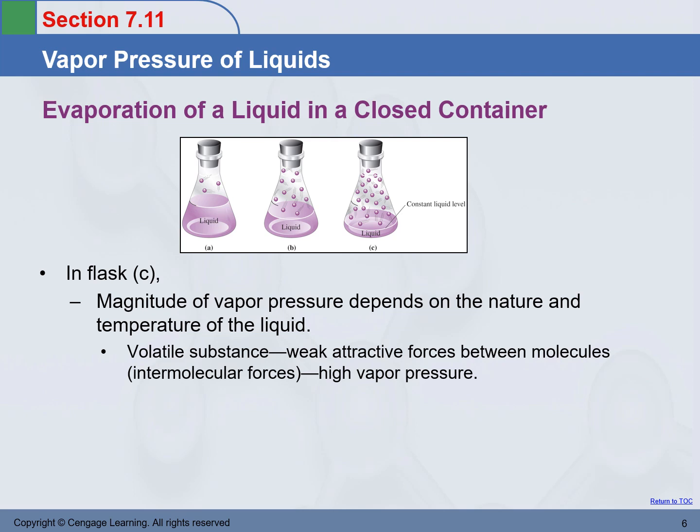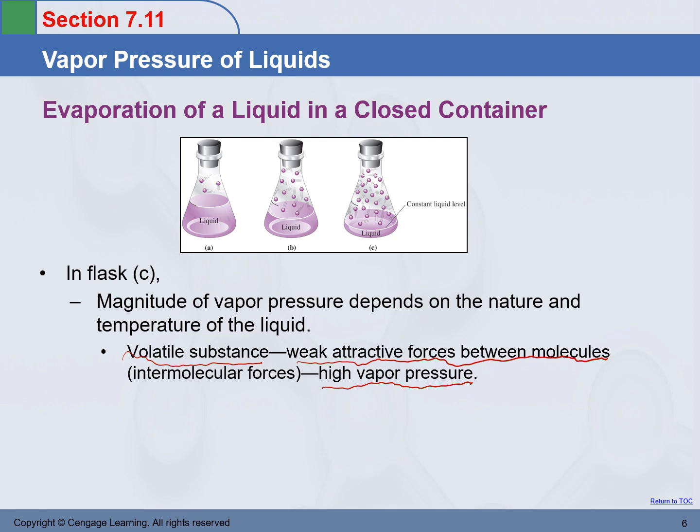A volatile substance is a substance that has weak attractive force between molecules and that has high vapor pressure. When the molecules are attracted together by weak forces, then it is easier to evaporate them. That's why they're volatile. When a substance is volatile, the vapor pressure will be very high. It will generate a lot of vapor. So vapor pressure will be high. Volatile substance, weak attractive force between molecules, high vapor pressure.